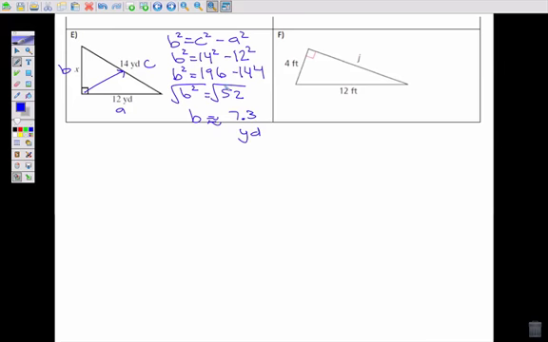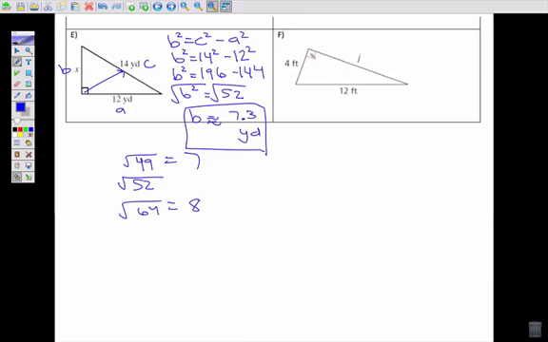Okay? I knew that it was between 7 and 8 because the square root of 52 is between the square root of 49, which is 7, and 64, which is 8. So I knew it should be between 7 and 8, but I used my calculator to figure out that it was approximately 7.3.